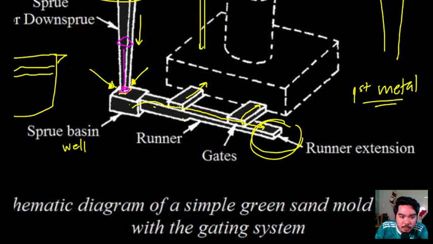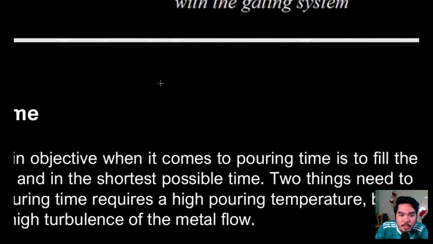Let's take another case. For example, this is the runner, so it has an area here. If the metal enters the gate, there is a change in area, right? That change in area accounts for a downstream value. So the gate is our downstream, and our upstream is the area from which it came, which is the runner. Does that make sense?